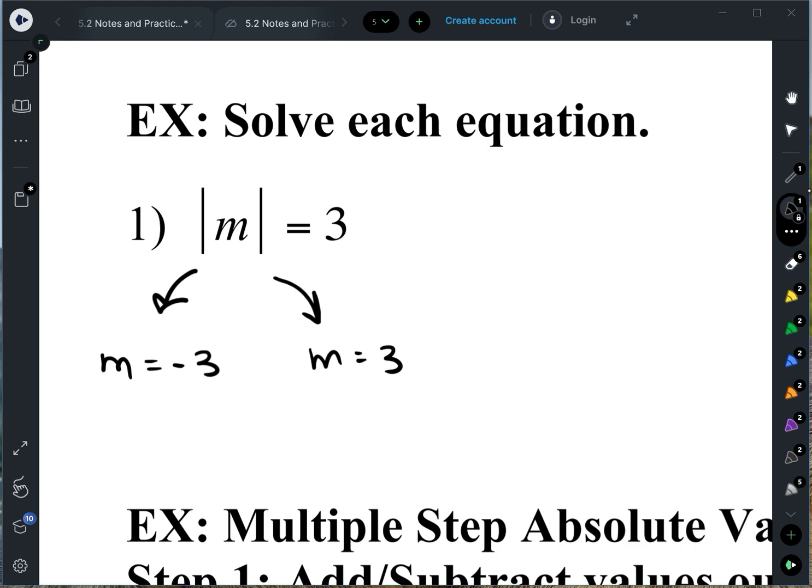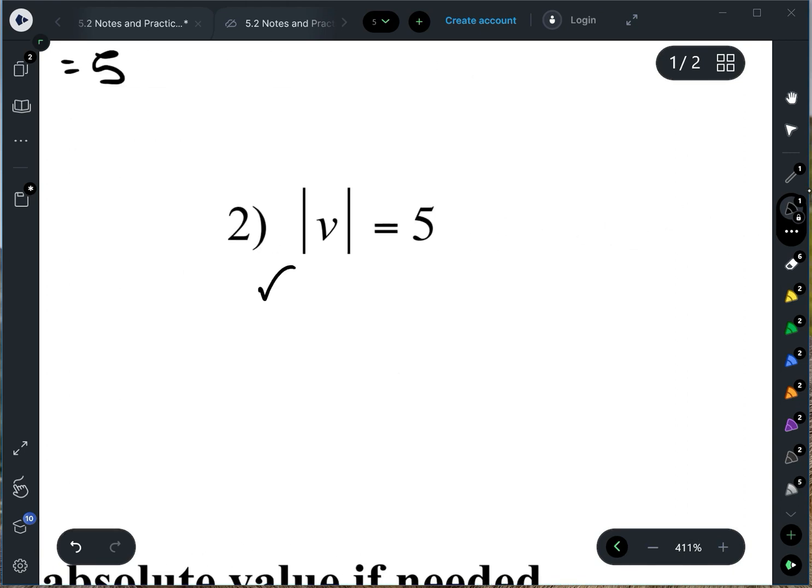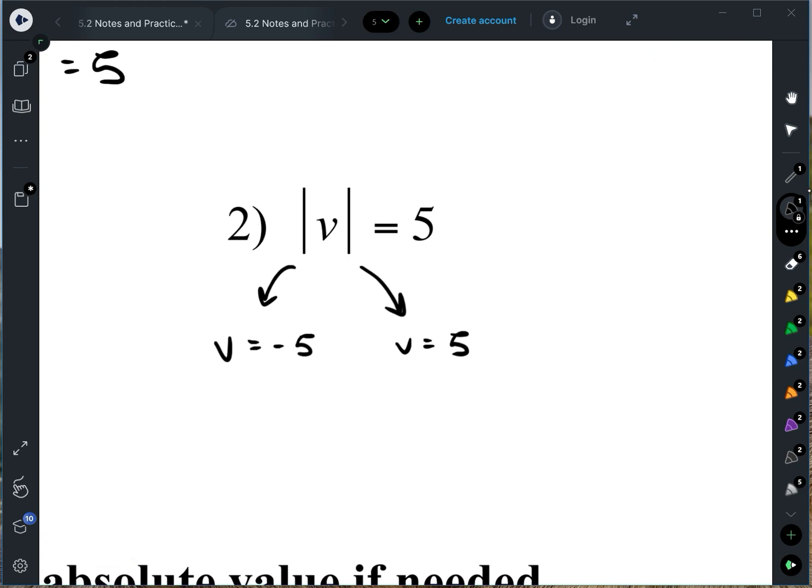That's the answer to absolute value of m is equal to 3, because either -3 or 3 have that total distance. Another idea here, absolute value of v equals 5. So absolute value means that -5 or +5 work. Okay? And it gets a little more involved and a little easier to see with some other questions here.